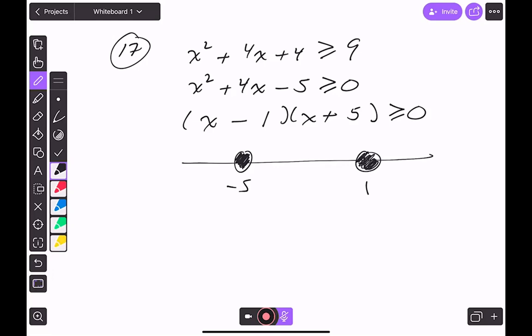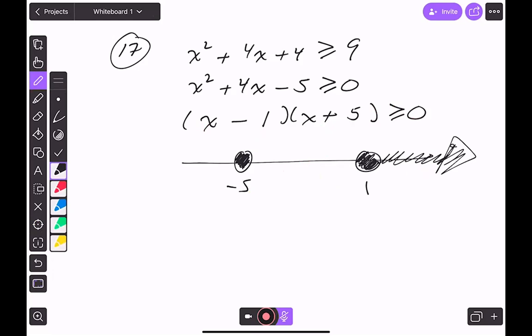And let me just test it out now, okay? And I'm just going to go in between. What's a good number between minus 5 and 1? 0. And if you plug that in, what would you get? Negative times a positive, which is negative. And negative numbers are not greater than 0, so I would not shade this in. Let's go over here. What's a good number after 1, 2? Positive, positive. Positive times a positive, positive, and positive numbers are greater than 0. So I'm going to shade this in.